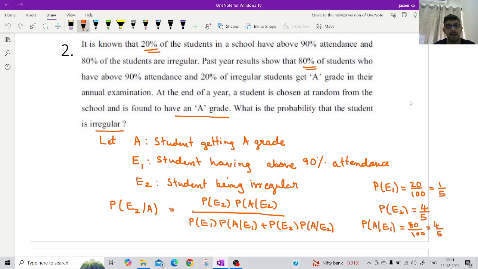And P of A given E2, that is an irregular student getting an A grade. So that is 20 by 100, which is 1 by 5. So when you substitute all these values, the answer will come as 1 by 2. So 1 by 2 is the answer.